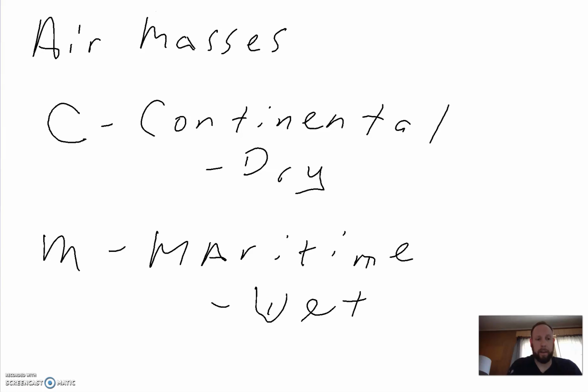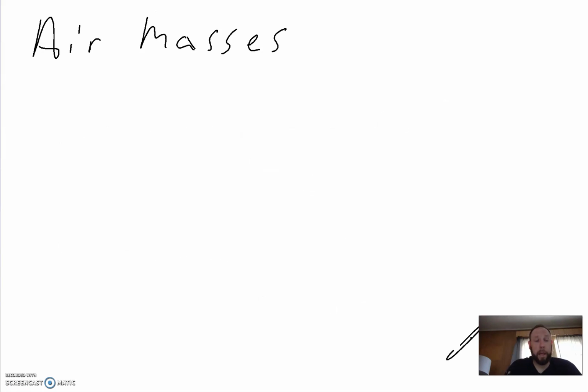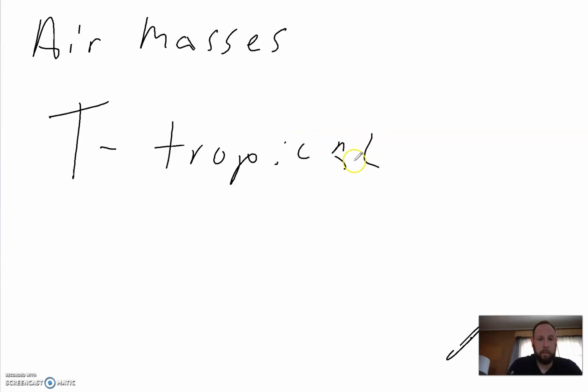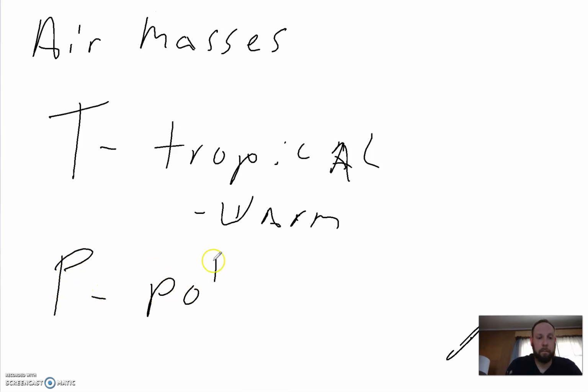The next few letters you saw were a capital T, which stands for tropical. I'm sure you can assume tropical air is warm. Sorry about my writing. That's warm air. The next one you probably saw was capital P for polar, and that is cold air. You have to remember that warm and cold things have specific characteristics. Warm things are less dense. They want to rise. Cold things are more dense. They want to descend.